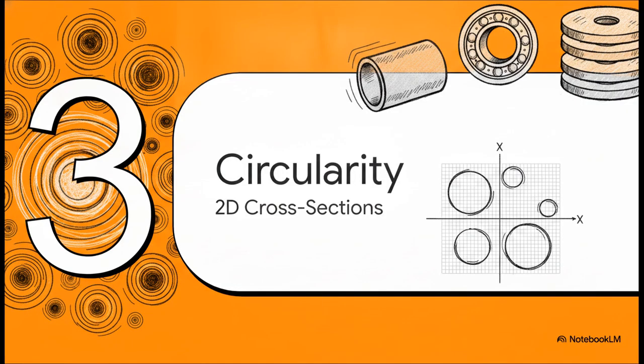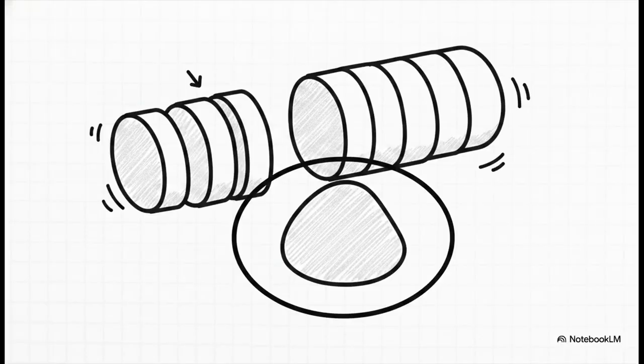Number 3. Circularity, 2D cross-sections. Now, let's switch gears from flat geometry over to round parts, moving to the top right of our mental matrix. The rule for circularity, which is sometimes called roundness, is that each cross-section of a surface must independently lie between two concentric circles. Now, what's really interesting about this is that word, independently, because we're in the 2D row of our matrix, we're evaluating the cylinder slice by slice, literally just like a loaf of bread.